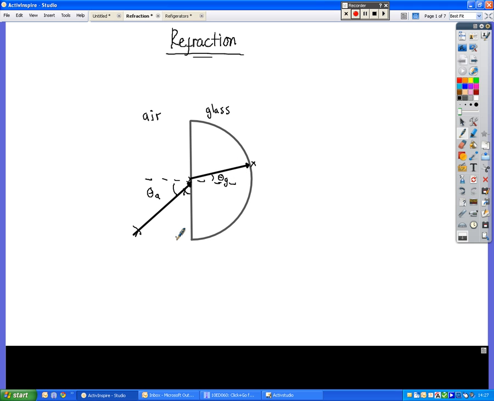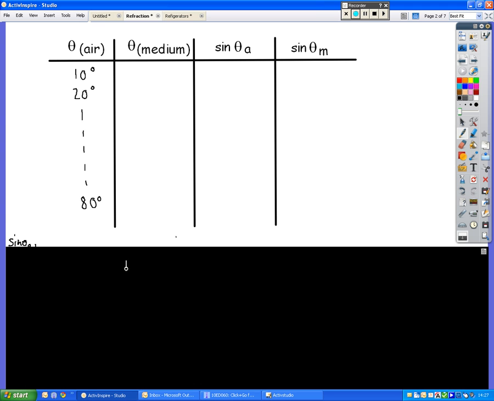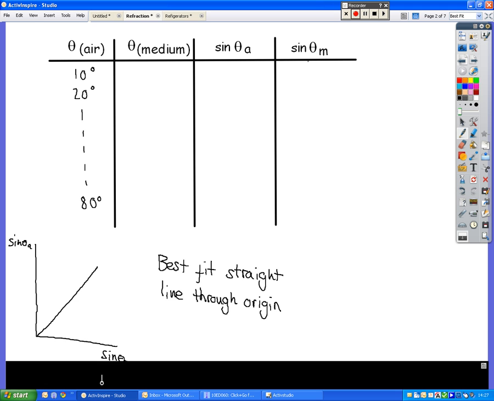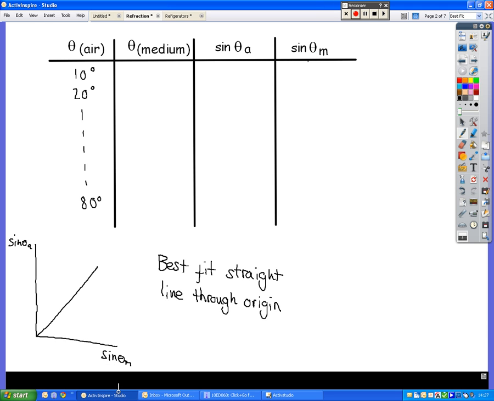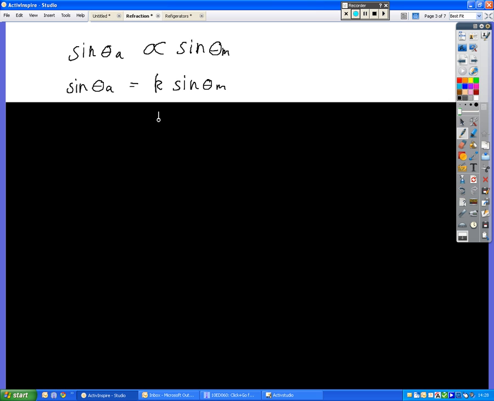So that just shows one of those possible angles. We repeated that at 10-degree intervals and figured out a relationship between sine theta in the air and sine theta in a medium. We found that that was in direct proportion. So you get a best fitting straight line through the origin, which means direct proportion between sine theta in air and sine theta in medium, or sine theta in glass, as it was here. So we can say that those two are in direct proportion, so there must be some kind of constant there.